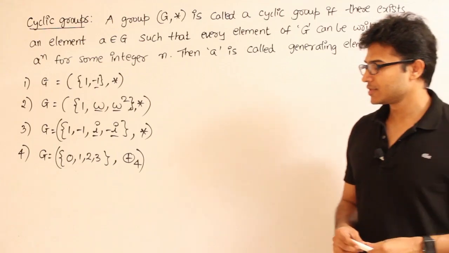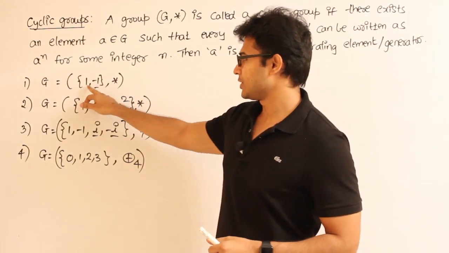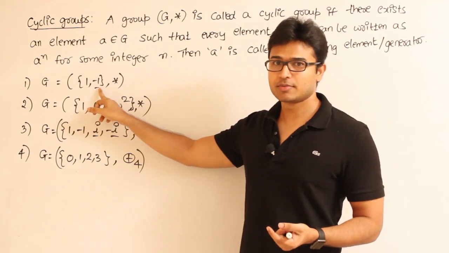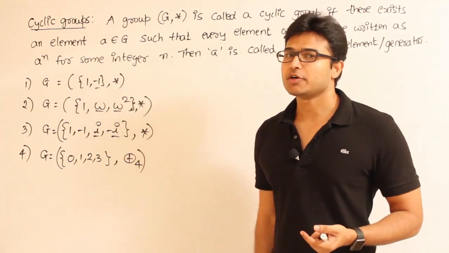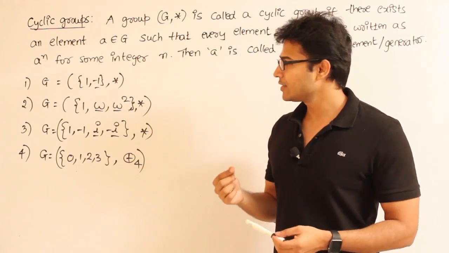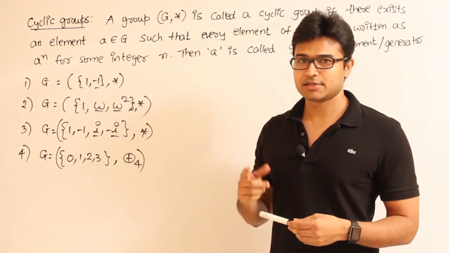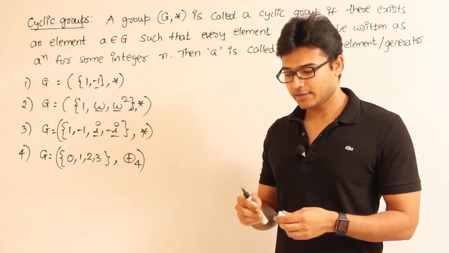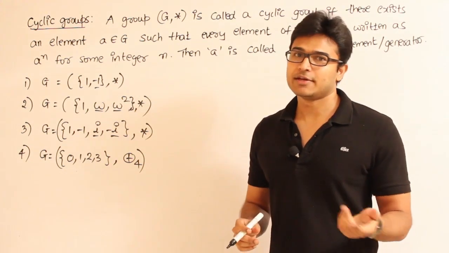Now see these groups. This is a group containing two elements, 1 and -1, and of course it is a group with respect to the operation star, that is multiplication. Now if you observe this, in this group there is a characteristic. One element can be used to generate all the other elements.